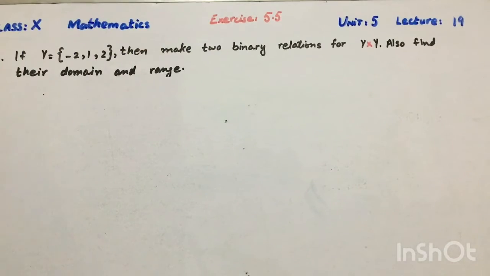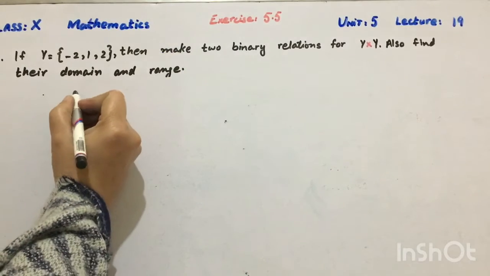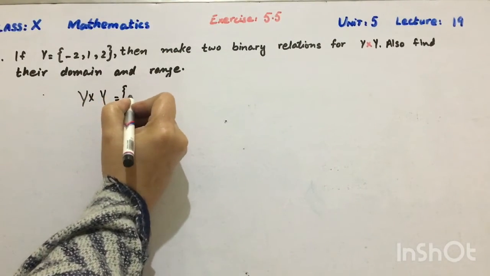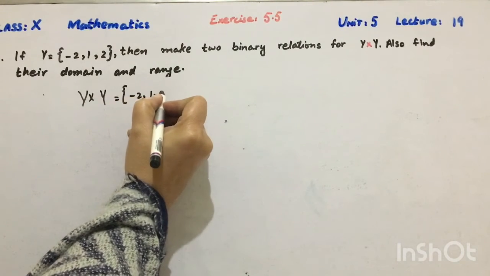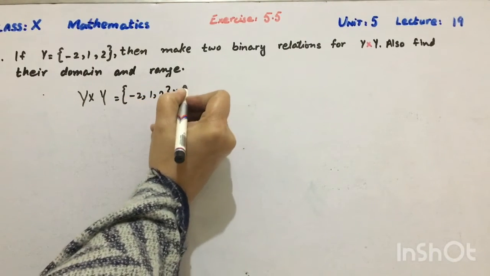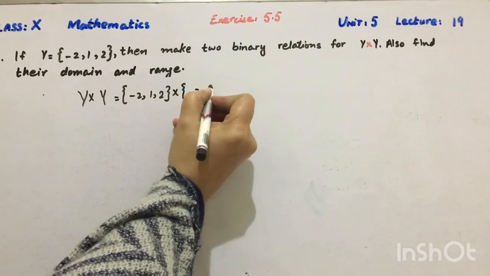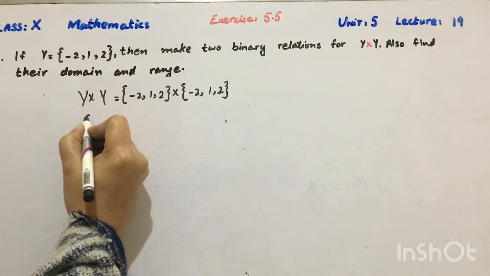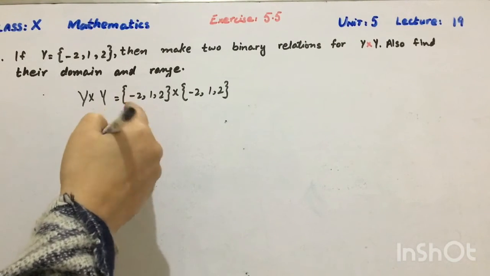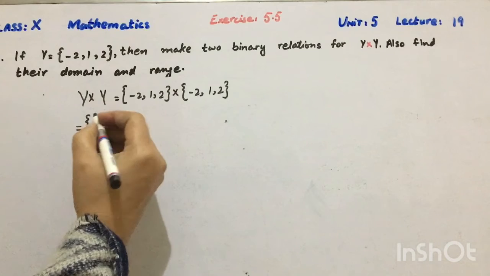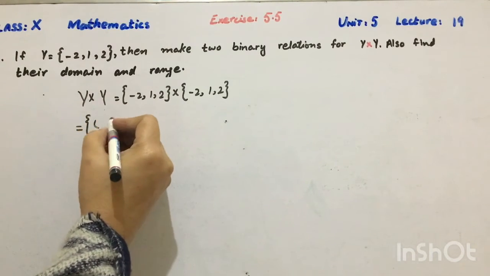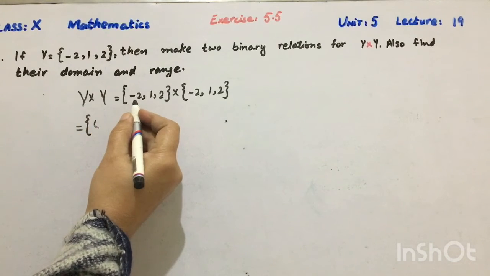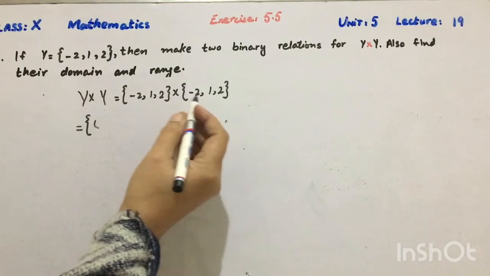Now back to the point. First of all, we will find out Y into Y. Set Y consists of three elements: -2, 1 and 2. Now the Cartesian product is a set consisting of all the ordered pairs in which the first element belongs to the first set and the second element belongs to the second set.